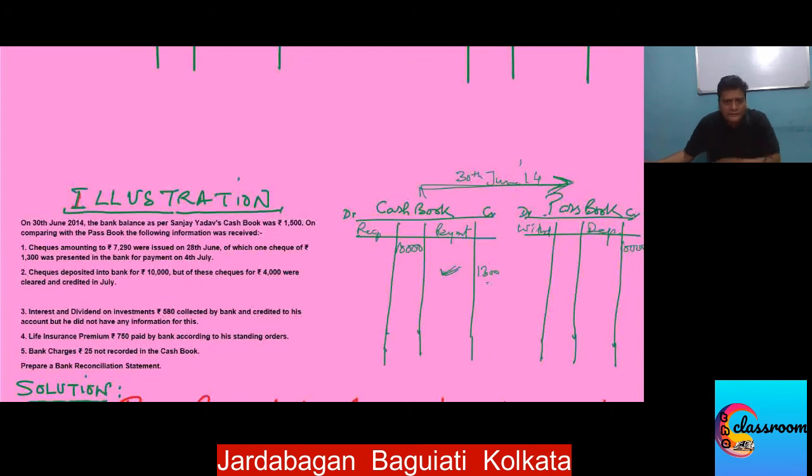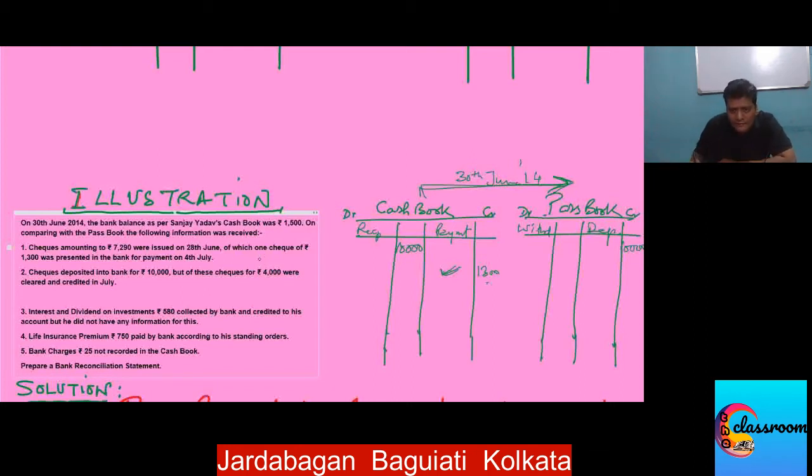Next entry is checks deposited to the bank for rupees 10,000, but of these checks 4,000 were cleared and credited in July. It means 4,000 were credited in July. It means this 4,000 was not cleared on time. So because of this, there has been a difference.